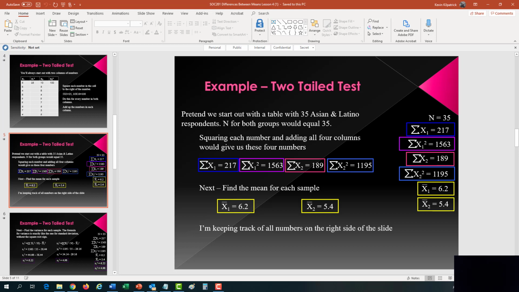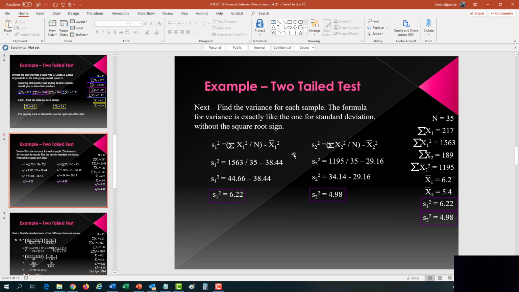The sum of the original values for Latino respondents is 189. If I divide that by 35, I'll get 5.4. This is why you keep all these numbers over here, so you can constantly go back and refer to them to do the next step in the whole problem. Next, I have to find the variance for each of these columns or each of these samples.